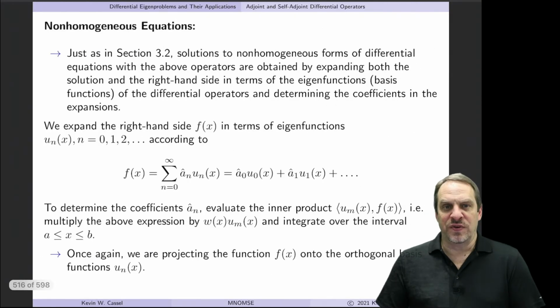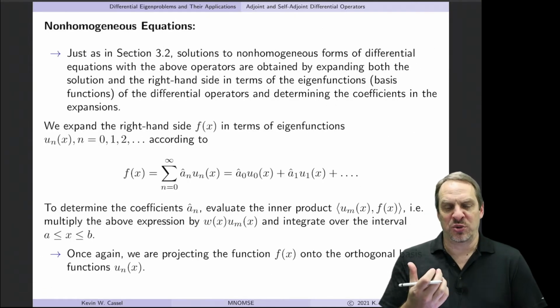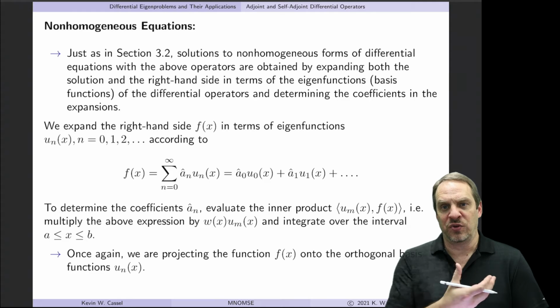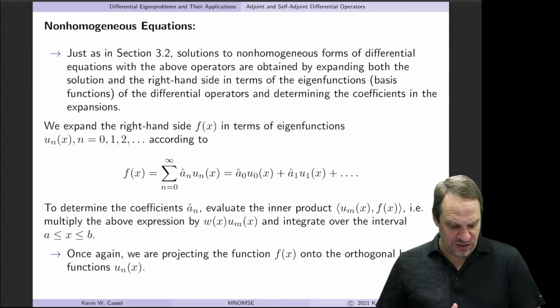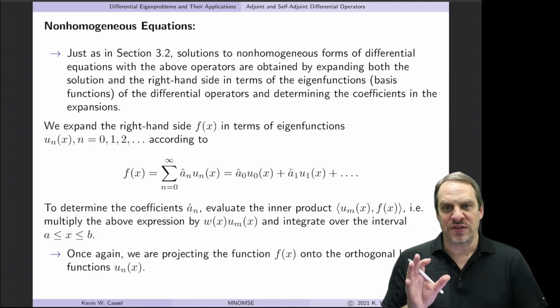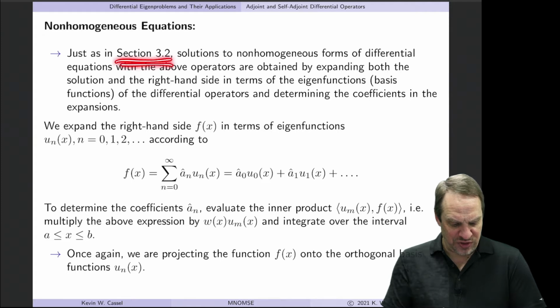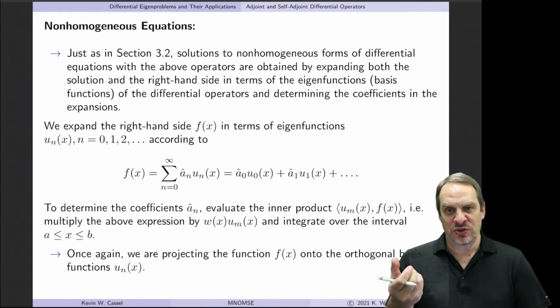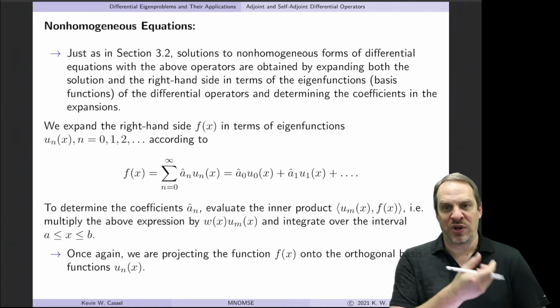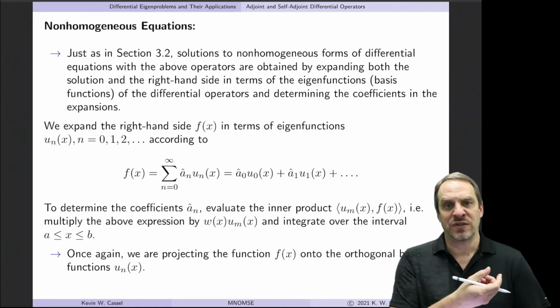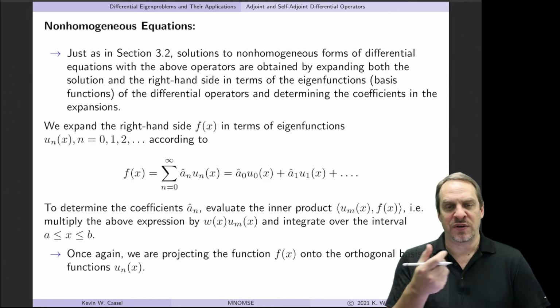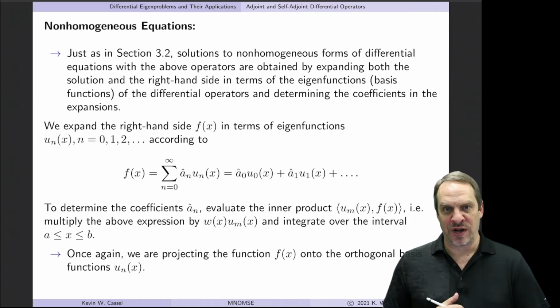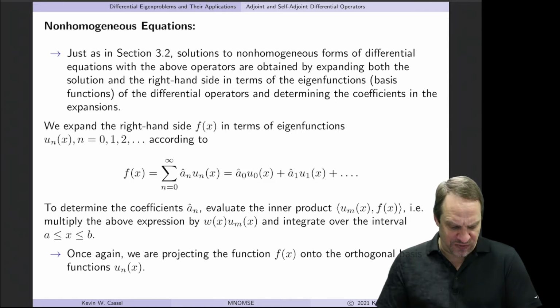Okay, the second eventuality is what happens if we have a non-homogeneous equation. So we have a forcing term on the right-hand side of our equation. We actually did an example of this earlier in section 3.2, and we did that by expanding both the solution, u of x, as well as the right-hand side function, f of x, as a linear combination of the eigenfunctions of the differential operator. Here I just want to do the same thing, but in a more general way, for any f of x.